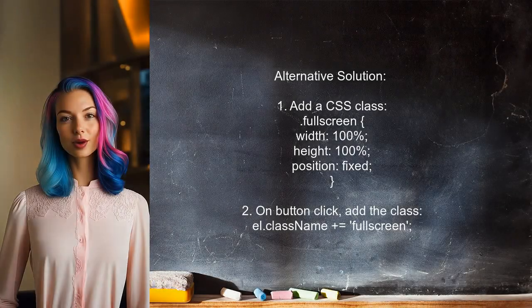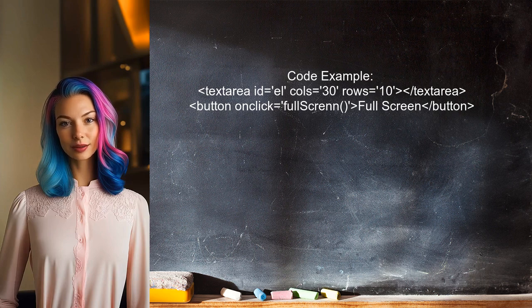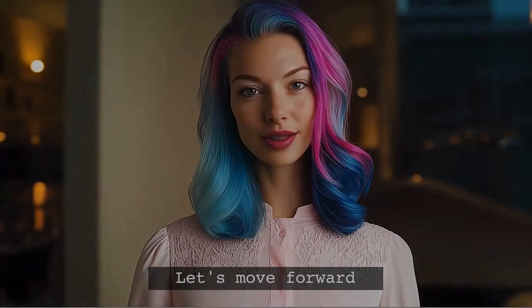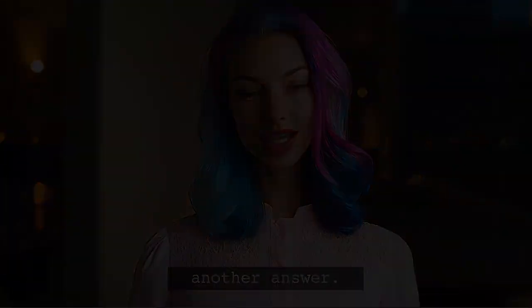An alternative solution provided by a user involves adding a CSS class to make the text area full screen. This class should have properties for width, height, and position. When the button is clicked, the full screen class is added to the text area element. Let's move forward and look at another answer.